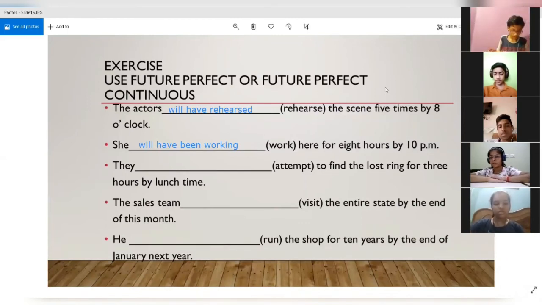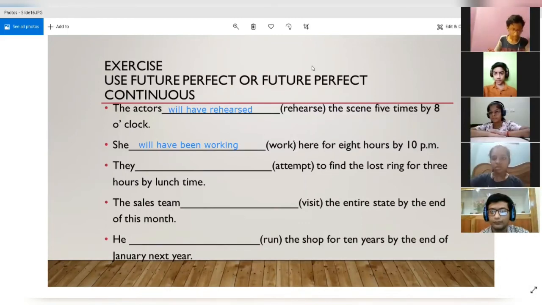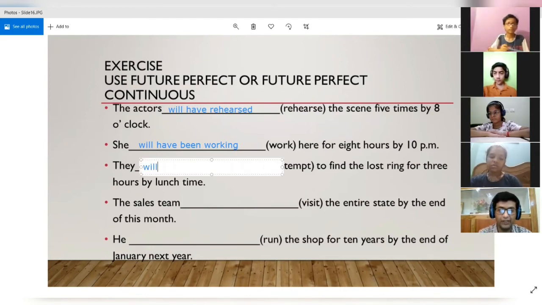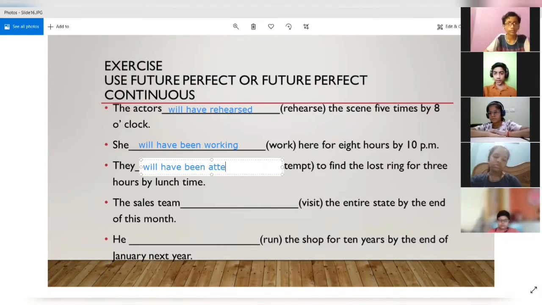Sir, the answer is, sir, they have been attempting to find out the lost ring for 3 hours by the lunchtime. Yes, they will have been attempting. All right. And why are we using will have been attempting? Because they have not yet found the lost ring.